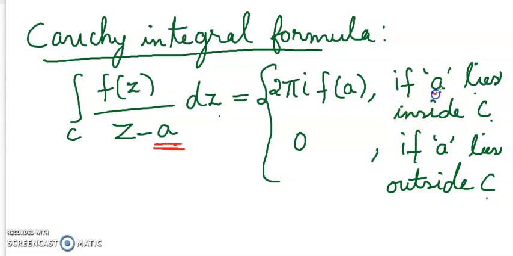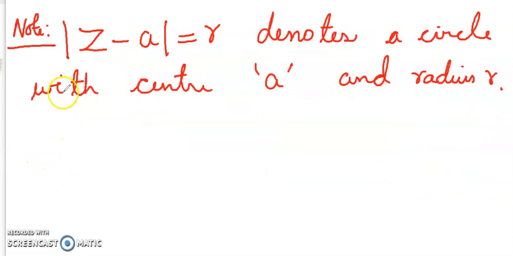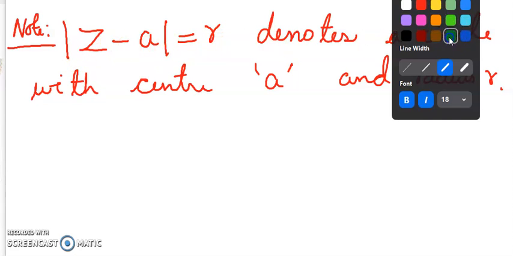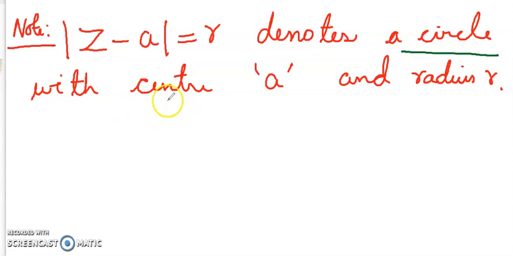If a lies inside the given curve C, then we apply the first equation, 2 pi i f(a). If a lies outside C, then the answer is a very simple thing, that is 0. Okay, important session. Let's go to the problem session. So note down this before going to the problems. Mod z minus a is equal to r denotes a circle. Okay, it denotes a circle with center a and radius r.